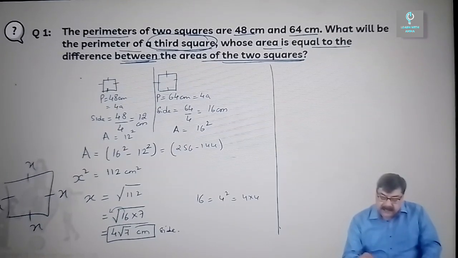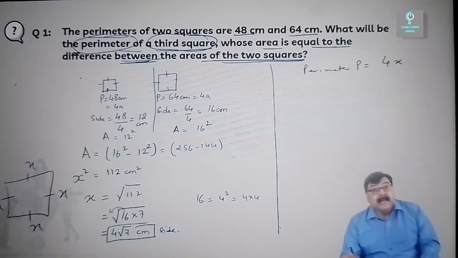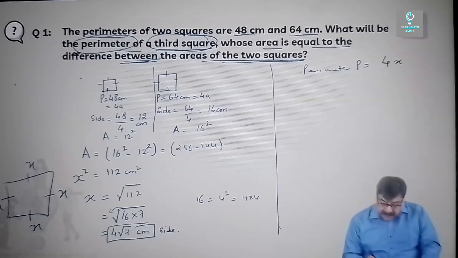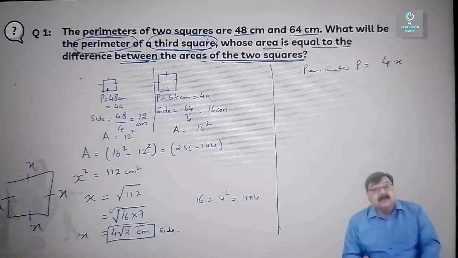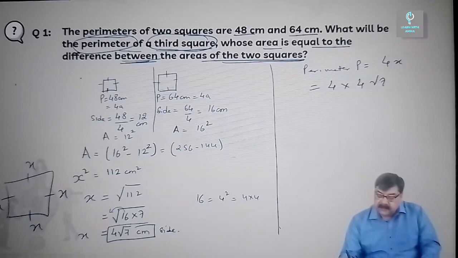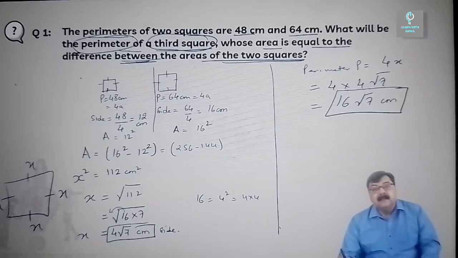Now the question here is the perimeter of the third square. So perimeter is to be used here as 4x, where the value of x here is 4 root 7. So it shall be 4 into 4 root 7, which shall become 16 root 7 centimeter. Now that should be the correct answer here.